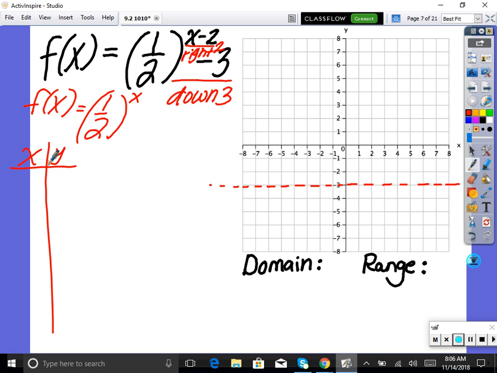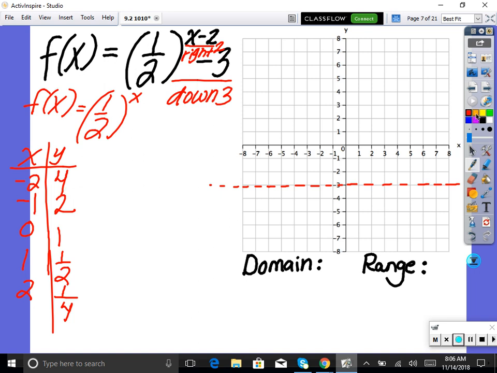So then from there, you'd say, if I plug in 0, what do I get? 1, not a half. If I plug in 0, I get a 1. If I plug in 1, I get a half. If I plug in -1, what will I get? 2. Okay, let's say you wanted to do more points. If I plug in 2, I'll get 1/4. If I plug in -2, I'll get 4. Okay, good. There's your parent function points.